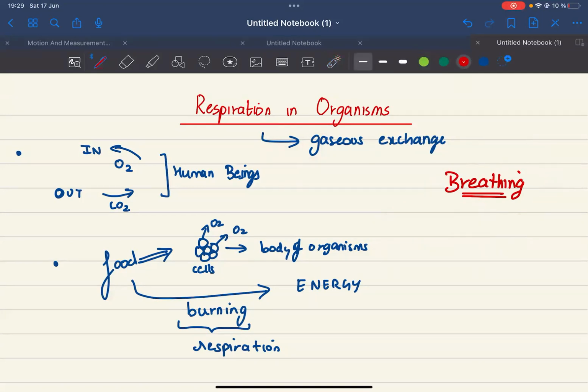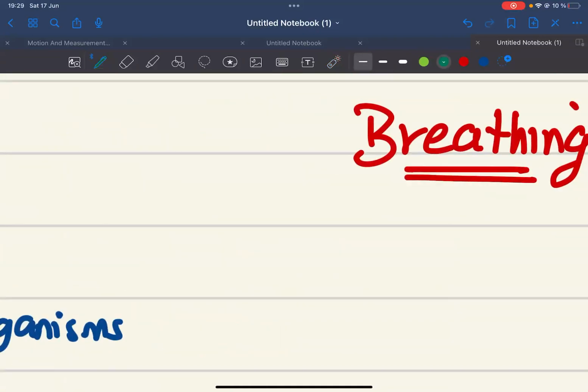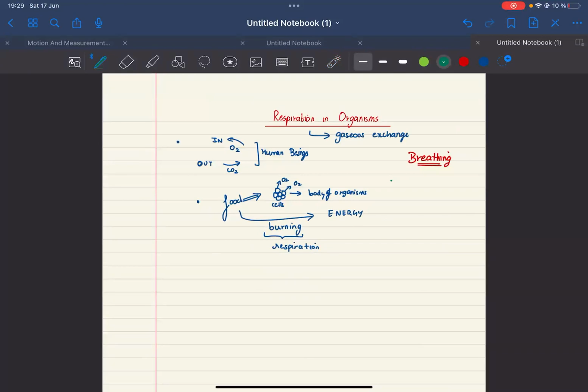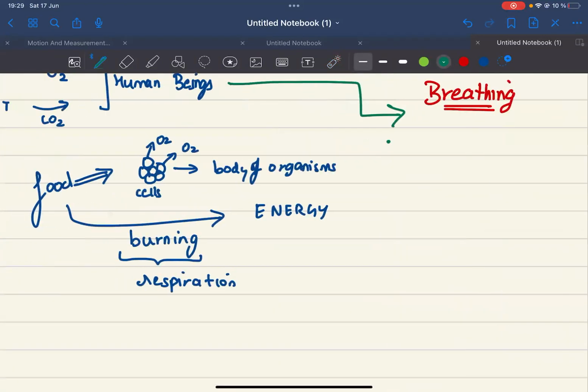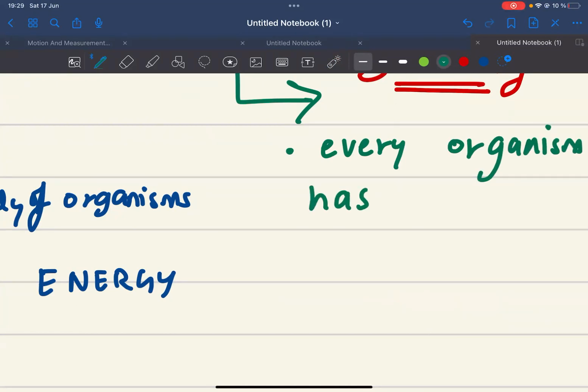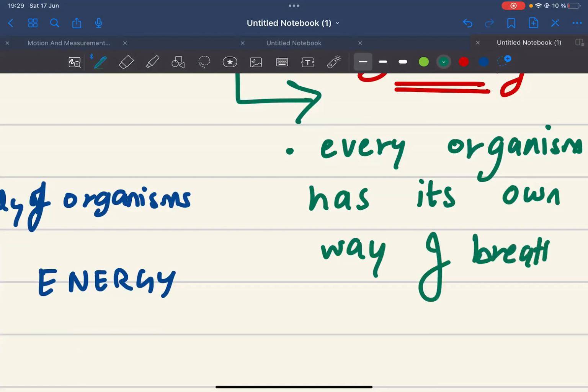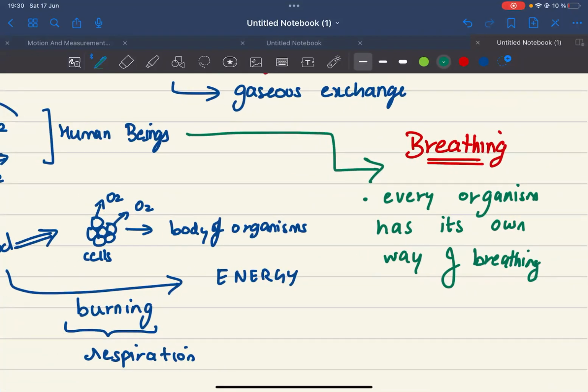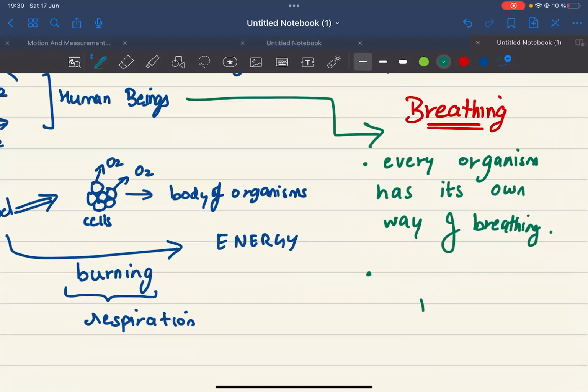So know the difference. This is only breathing. Every organism has its own method of breathing. Every organism has its own way of breathing. So in humans, what is the organ that helps them to breathe? Ma'am, lungs. Lungs, very good. So lungs are the main respiratory organs of humans.